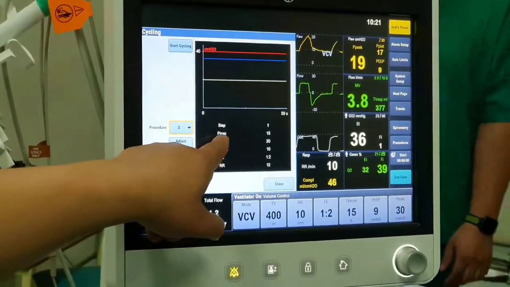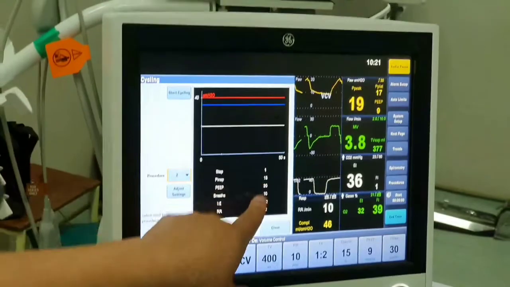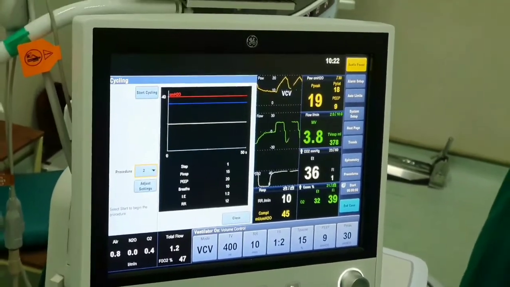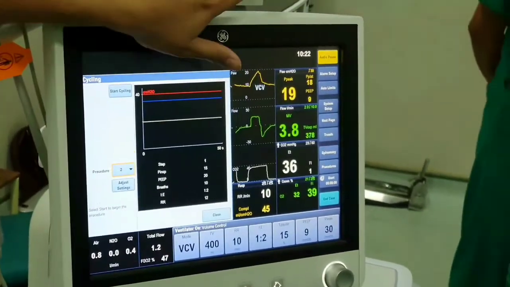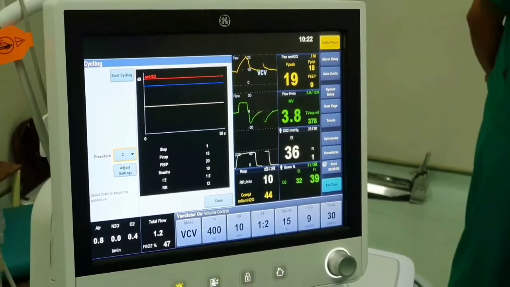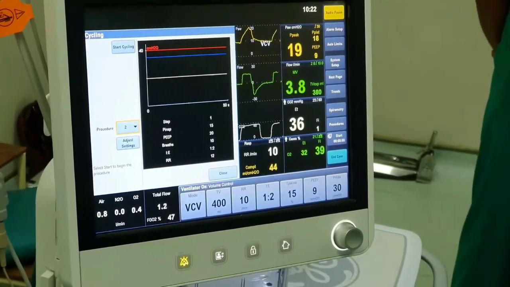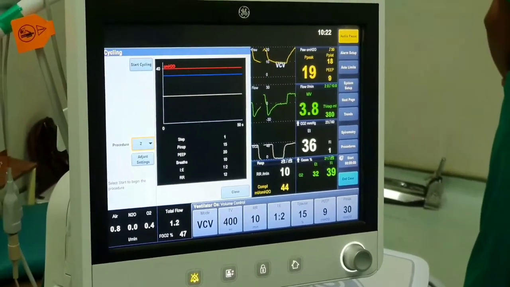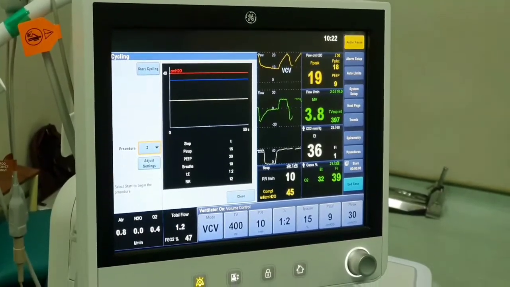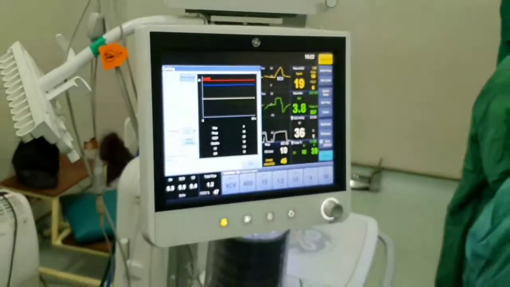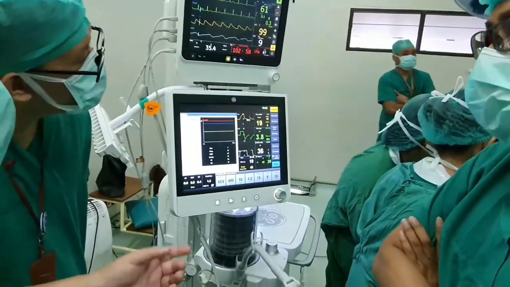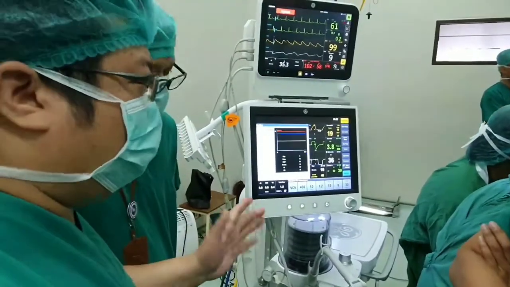Second, it's an inspired pressure of 20 and a peak of 20. So that gives you a total pressure of 40. Studies show that it takes 40 centimeter water of airway pressure to open up the lungs. For obese patients, you may need higher pressures, like around 50, 55. For normal patients, 35 up to 40 is enough. For smaller patients like children and babies, you will actually need lower, like 25 or 30.